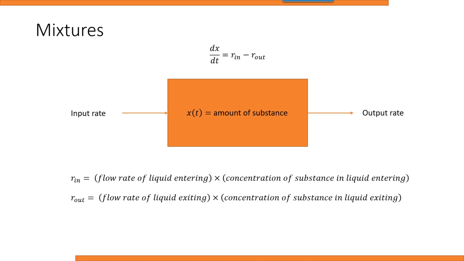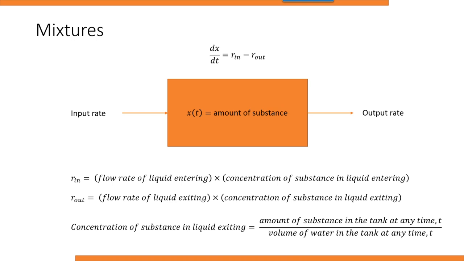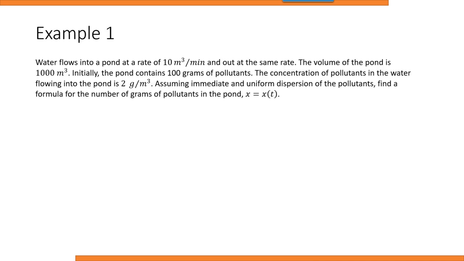Now, sometimes we're not given the concentration. So if you need to be able to calculate the concentration, well, that's the amount of the substance divided by the volume of the container. Okay, so let's look at an example where we use these formulas to come up with a formula for x(t), the amount of substance at a given time in the container.